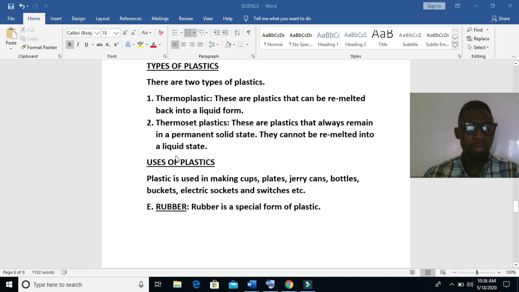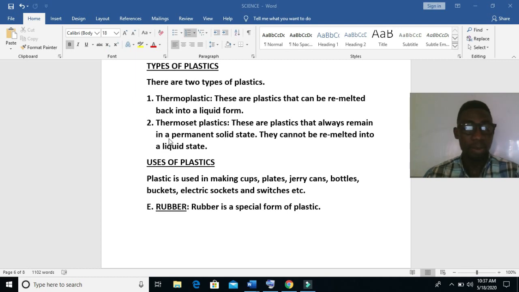Alright, from there we move to the types of plastics. There are basically 2 types of plastics. The first one is called thermoplastic. These are plastics that can be remelted back into a liquid form. That is, after the plastic has been made, you can actually apply heat and remelt it back to liquid form. Such plastics are called thermoplastic.